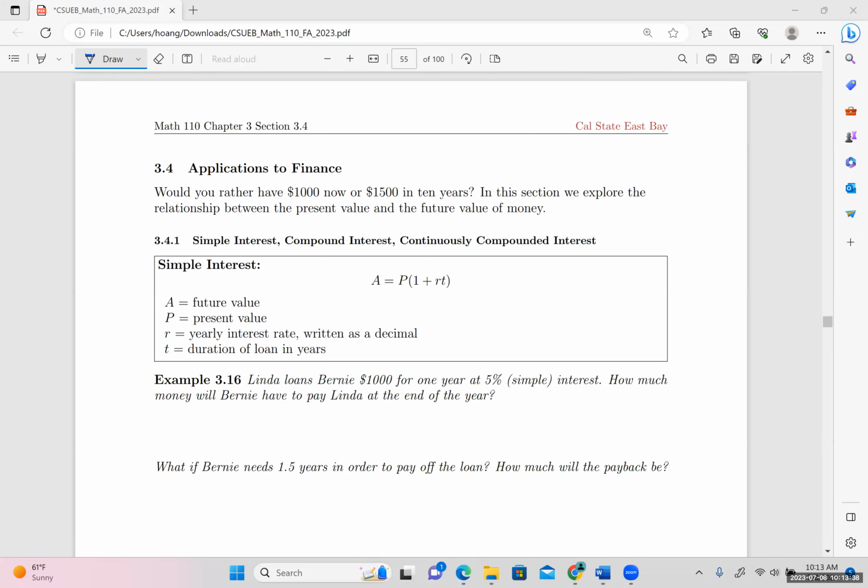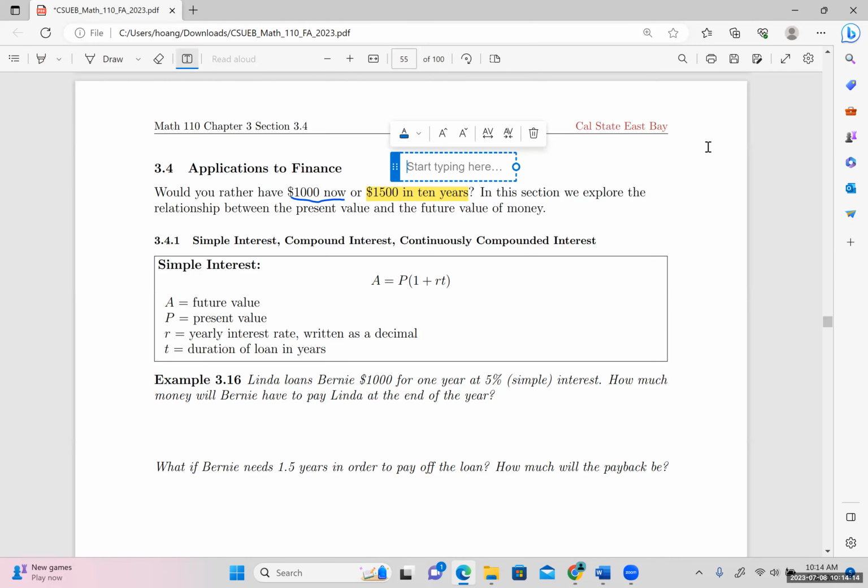Okay, class. So today we come to section 3.4, application to finance. We come up with a question: would you rather have $1,000 right now, or have like 1,500 in 10 years? So you can take it right now, or maybe 10 years later you get like 50% more. And I'm gonna say that's 500 extra, right?